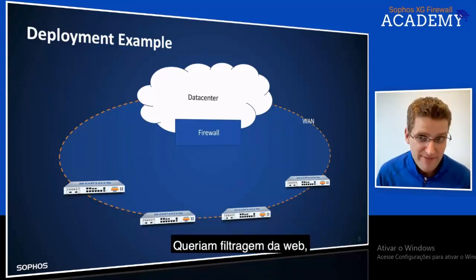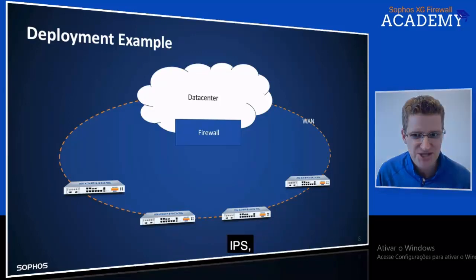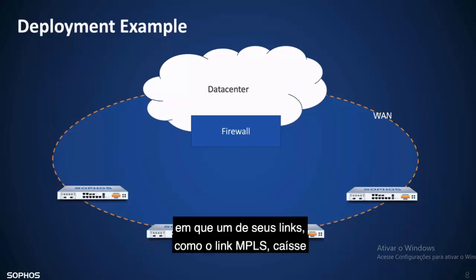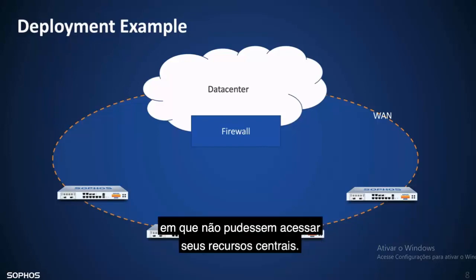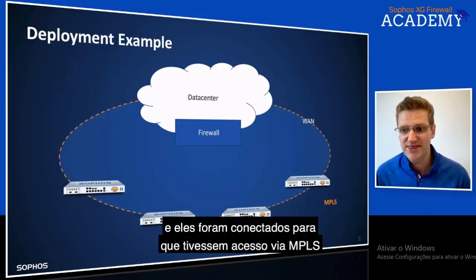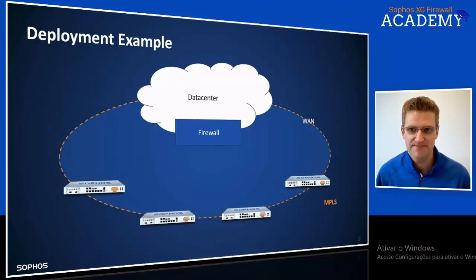They wanted things like web filtering, they wanted things like IPS, but they also wanted redundancy. They didn't want to be in a situation where one of their links, such as the MPLS link, goes down, and they were suddenly in a position where they couldn't access their central resources. So in this scenario, we deployed XG firewalls to each of their showrooms, and those were connected up so that they had access via MPLS back to that central data center.